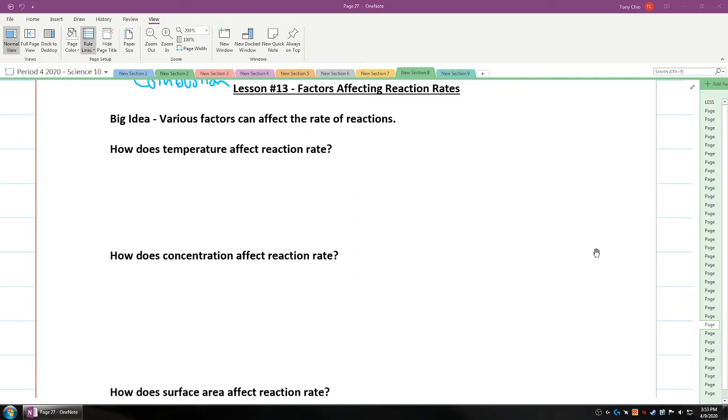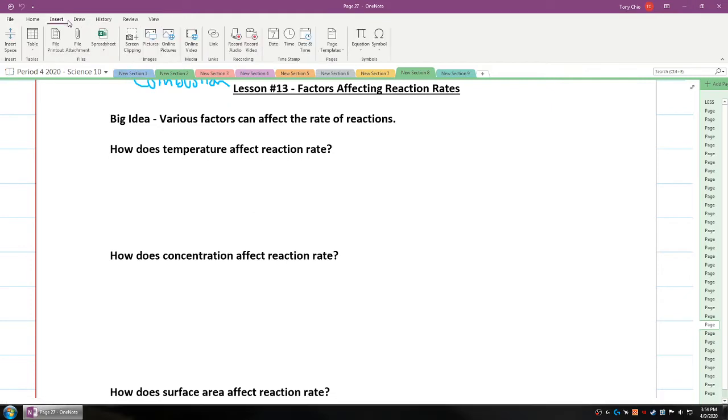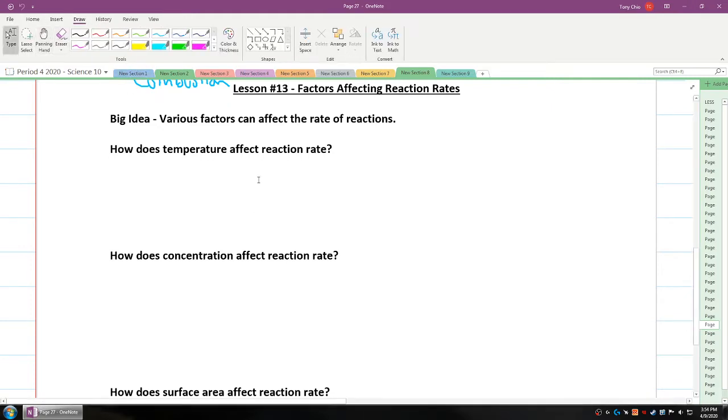In our lesson today, we're going to talk about lesson number 13, factors affecting reaction rates. The big idea is that various factors can affect the rate of reaction, which means how fast a reaction can take place or how slow it can take place. Now, there are 4 factors we're going to talk about in this course that affect how fast a reaction can occur. So, what are those 4 factors?